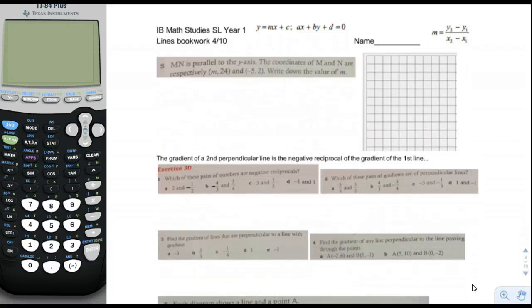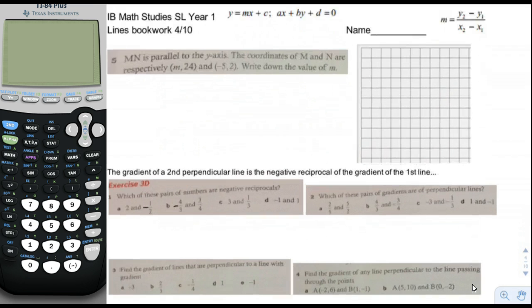Lines, page 4, number 5. MN is parallel to the y-axis. The coordinates of M and N are (M, 24) and (-5, 2). Write down the value of M.